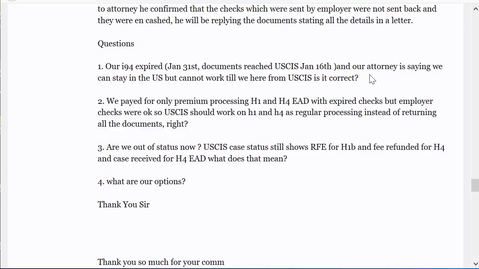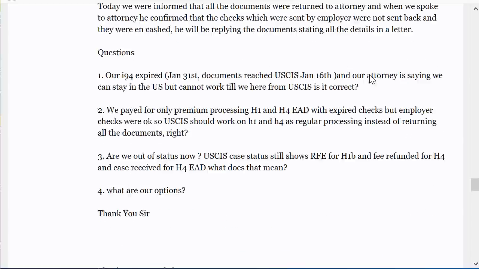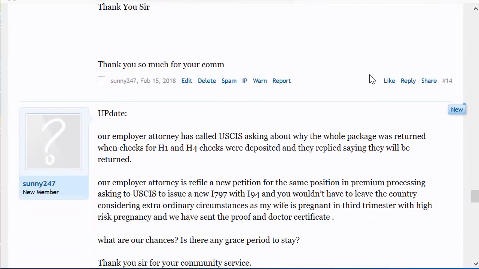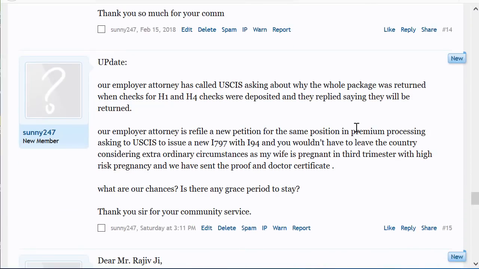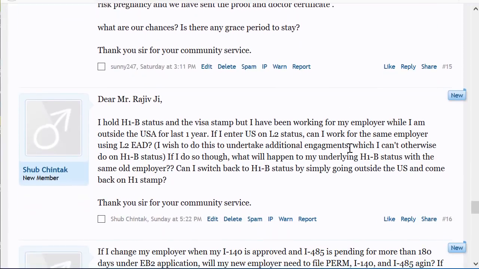Bye. Okay, let's go on to the next one. Wait, we did this one. Oh, Sunny has another one. Oh, she's already covered that, so we don't need to revisit that. Now we come to Shubh Chintak.